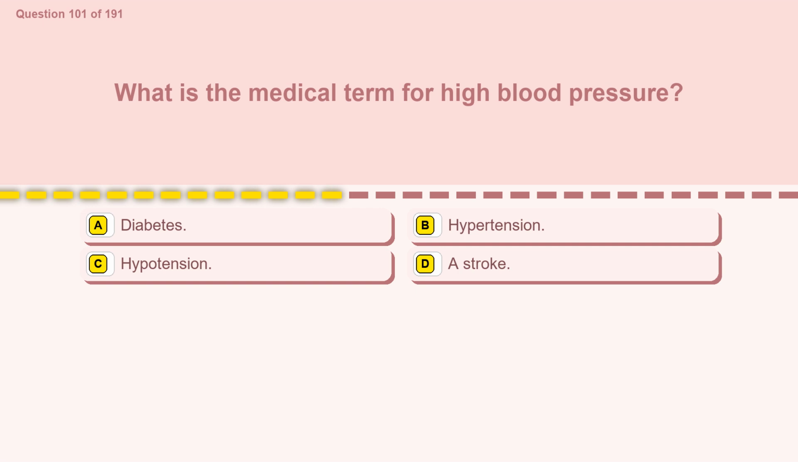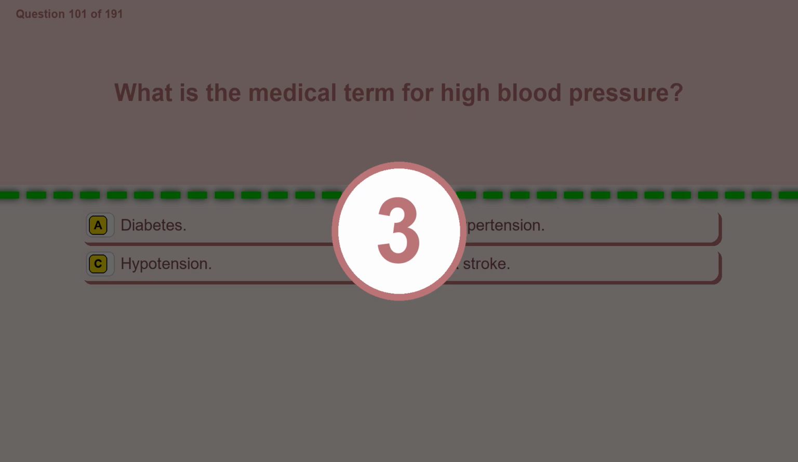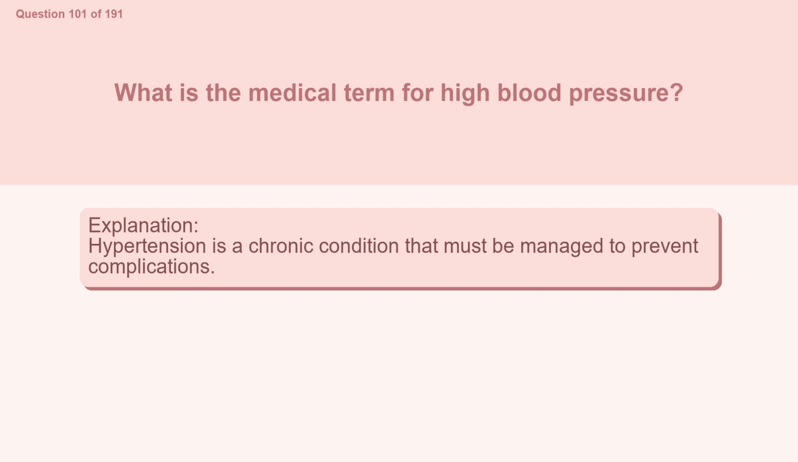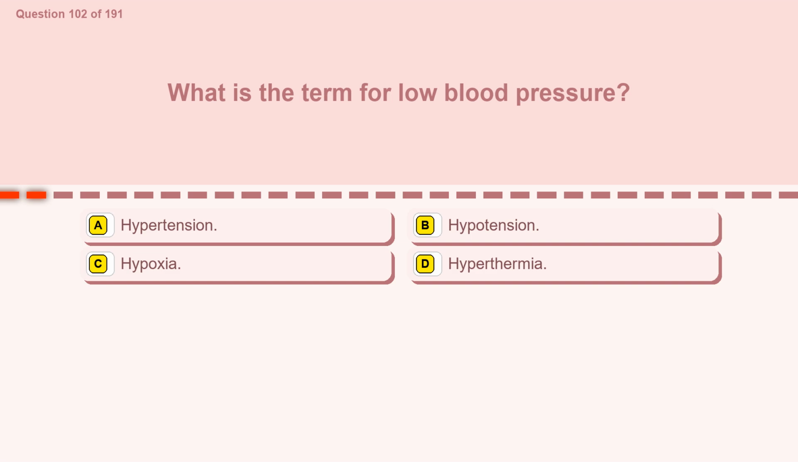Option A, diabetes. Option B, hypertension. Option C, hypotension. Option D, a stroke. The correct answer is option B, hypertension. Hypertension is a chronic condition that must be managed to prevent complications. Question 102. What is the term for low blood pressure?